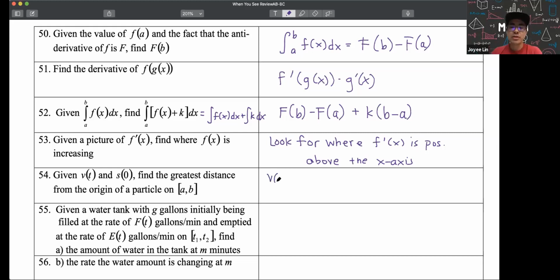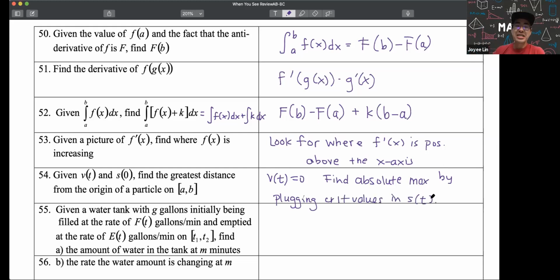What you're supposed to do here is set v of t equal to 0. It's literally like finding a local max or finding an absolute max, by plugging critical values into s. So this is just the application of absolute maximums when you're talking about particle motion.